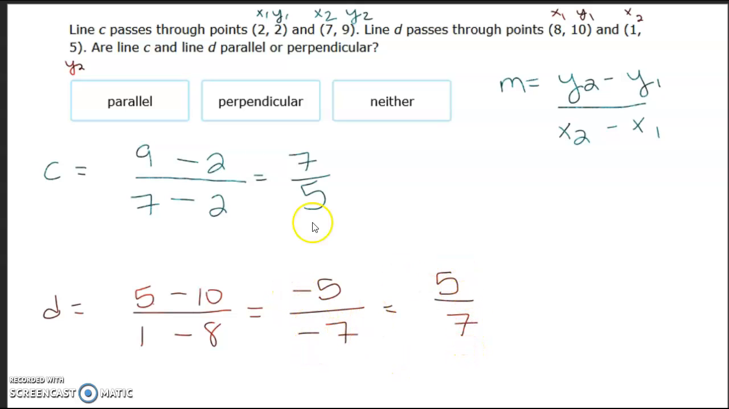So now let's talk about, are they parallel, perpendicular, or neither? They're definitely flipped. The fractions are flipped. So we know they're not parallel. They could be perpendicular, but it has to be both an opposite and a reciprocal. This is a reciprocal, but they're not opposite. They are both positive, so it can't be perpendicular. In this case, it would be neither.